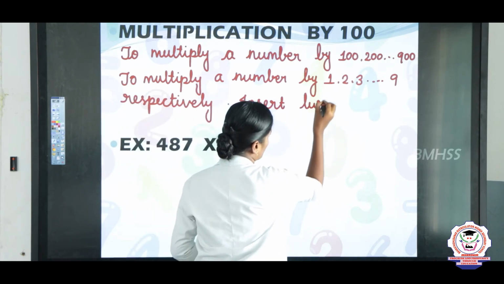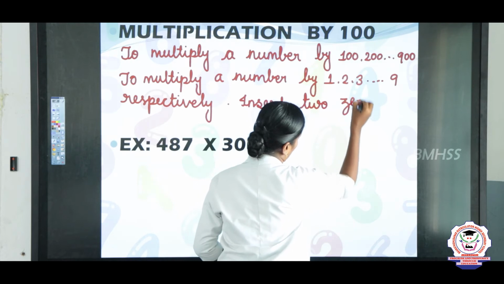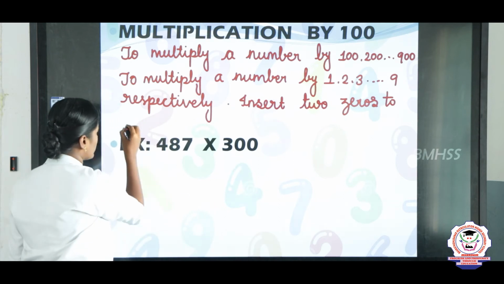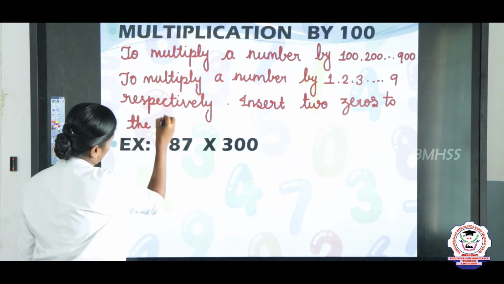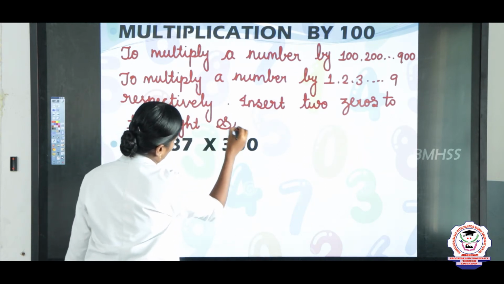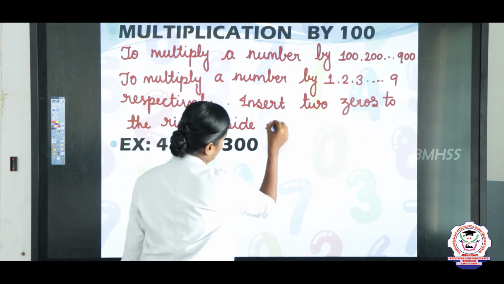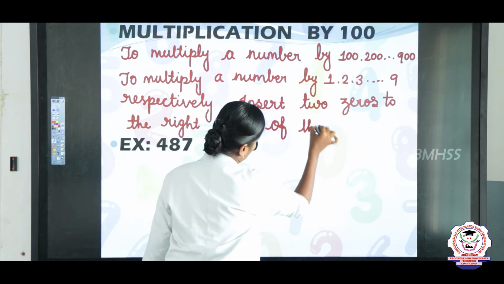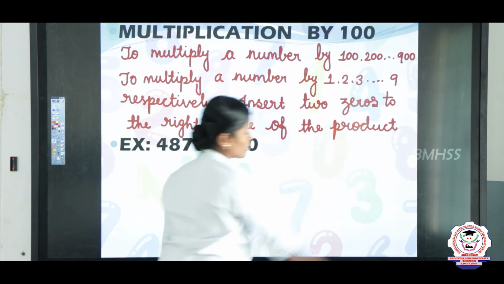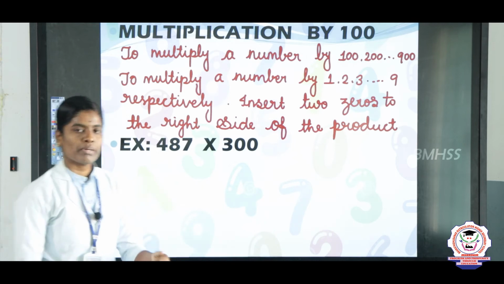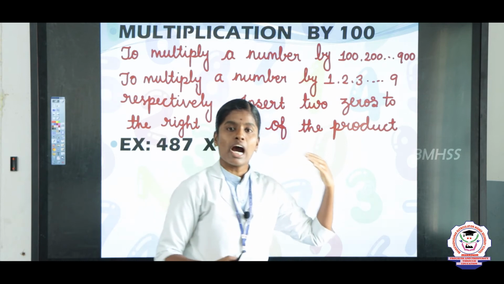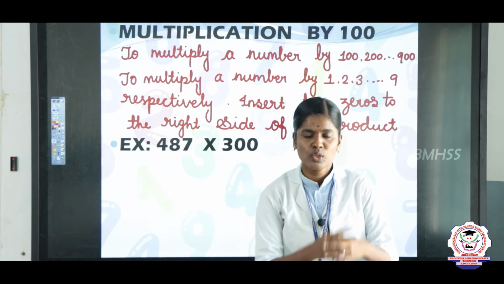Insert 2 zeros to the right side of the product. So listen, children, to multiply a number by 100, 200 up to 900 means first you are going to multiply the number by 1, 2, 3 up to 9, then finally you should insert 2 zeros to the right side of the product.